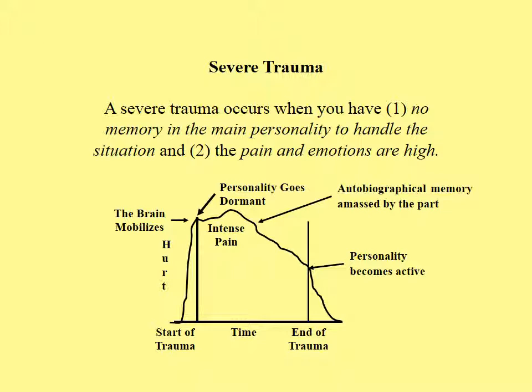With extreme pain, the brain mobilizes and activates all related emotions and pain memories. Because this is not included in the structure of the main personality's autobiographical memory, rapid mobilization causes the personality to become dormant. A part is formed as time passes. The part amasses an autobiographical memory of the trauma experience. When the pain is low enough, the main personality becomes active again, and the trauma part becomes dormant.